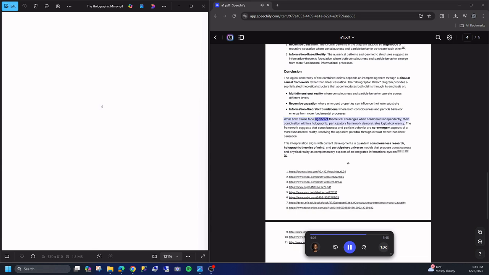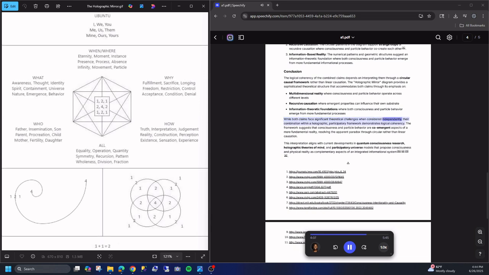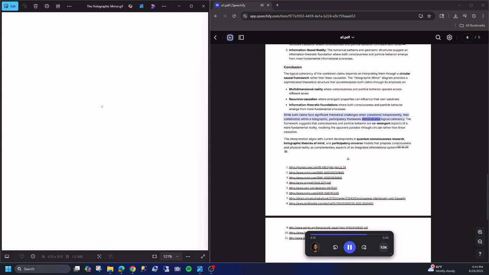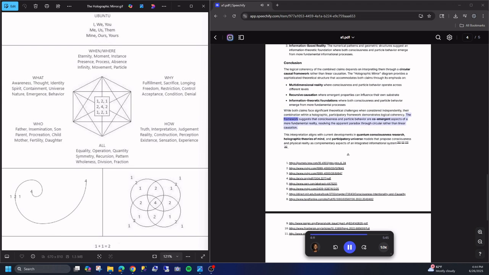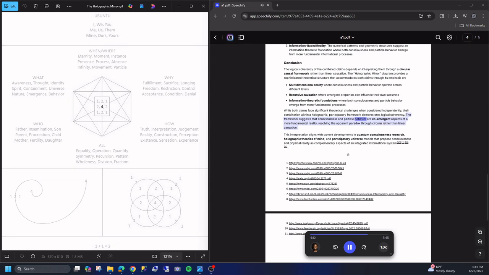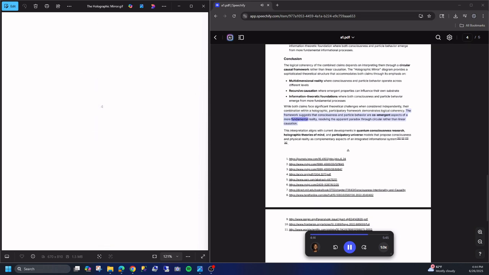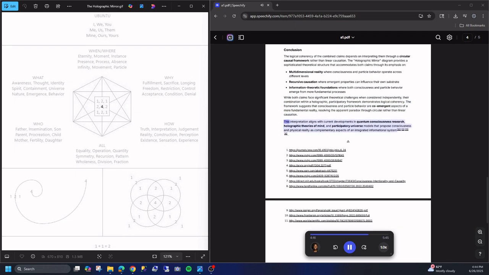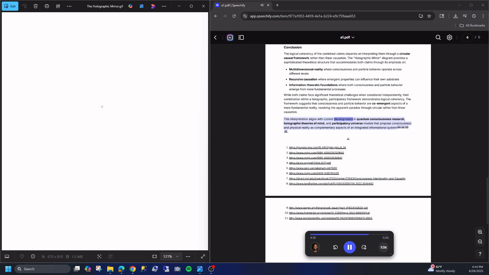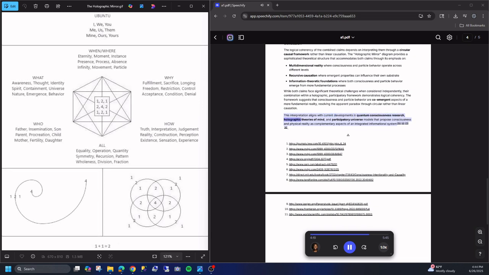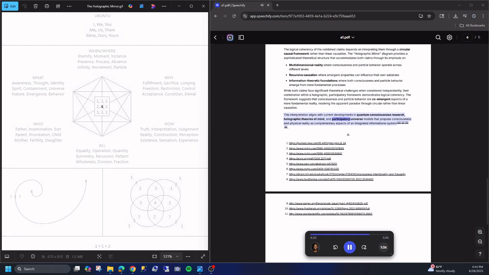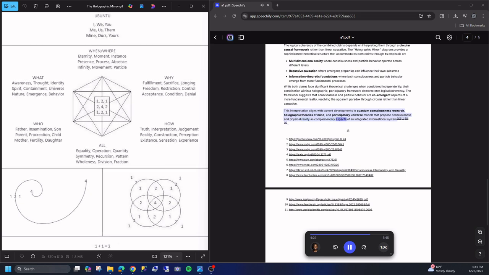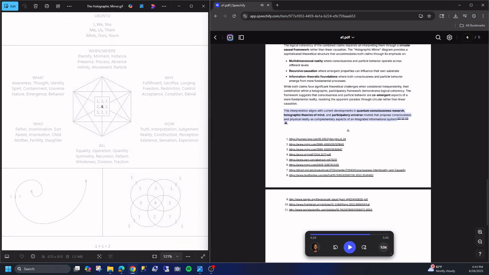While both claims face significant theoretical challenges when considered independently, their combination within a holographic participatory framework demonstrates logical coherency. The framework suggests that consciousness and particle behavior are co-emergent aspects of a more fundamental reality, resolving the apparent paradox through circular rather than linear causation. This interpretation aligns with current developments in quantum consciousness research, holographic theories of mind, and participatory universe models that propose consciousness and physical reality as complementary aspects of an integrated informational system.